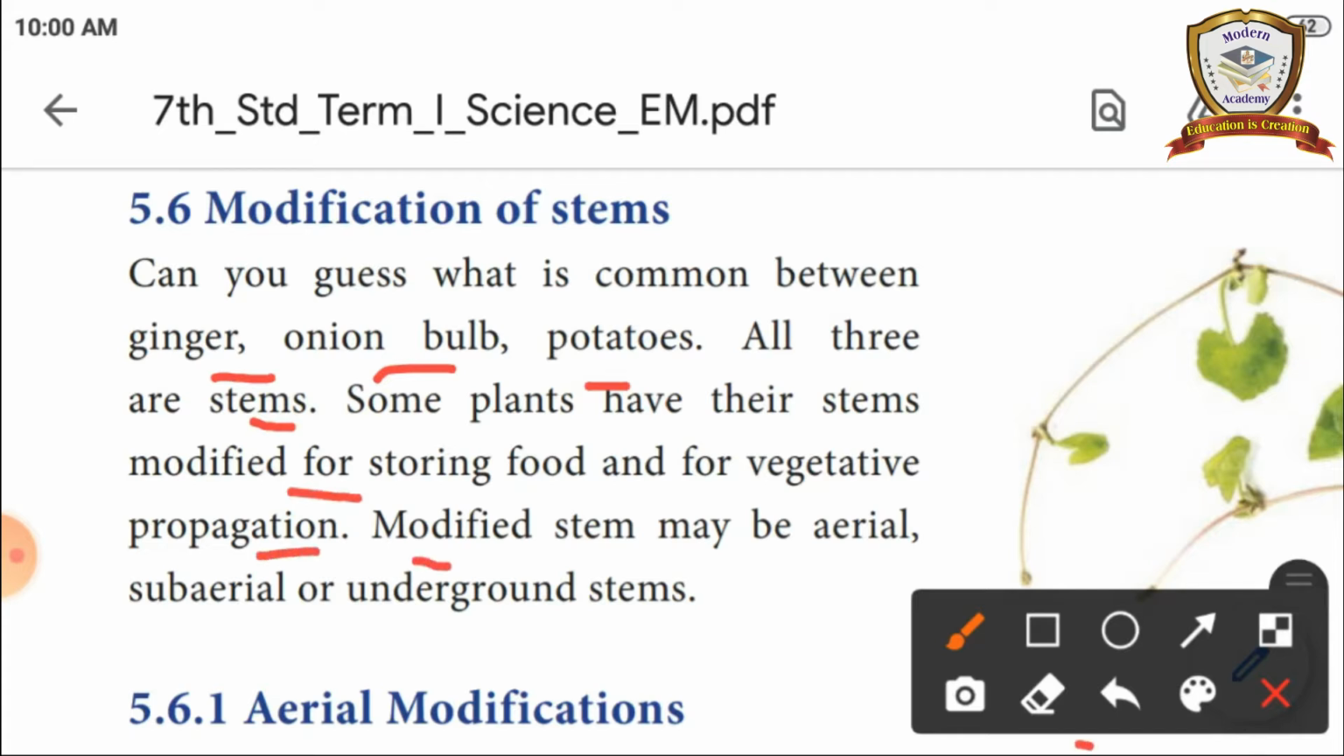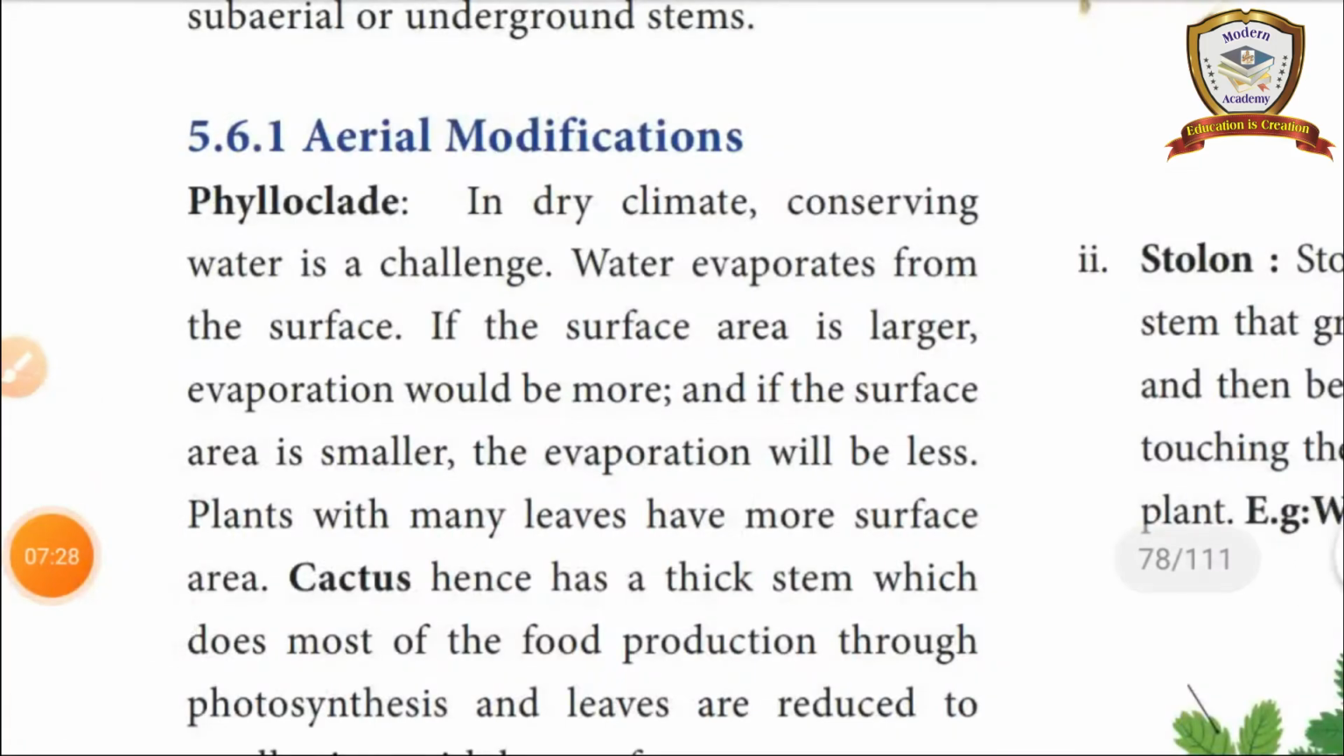Modified stem may be aerial, subaerial, or underground stems. So what is common between ginger, onion, and potatoes? Everything is stem. So these are divided into three types. Aerial means it is completely above the ground. And subaerial means it is somewhat above the ground and again it goes into the ground. Underground, it is completely under the ground. Aerial modification, so completely above the ground.